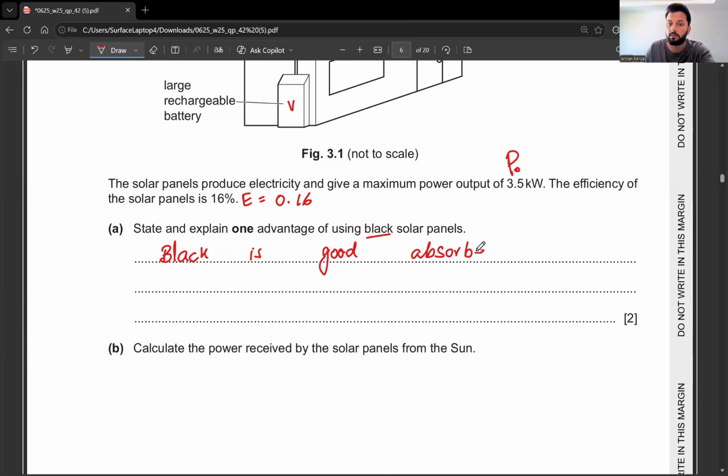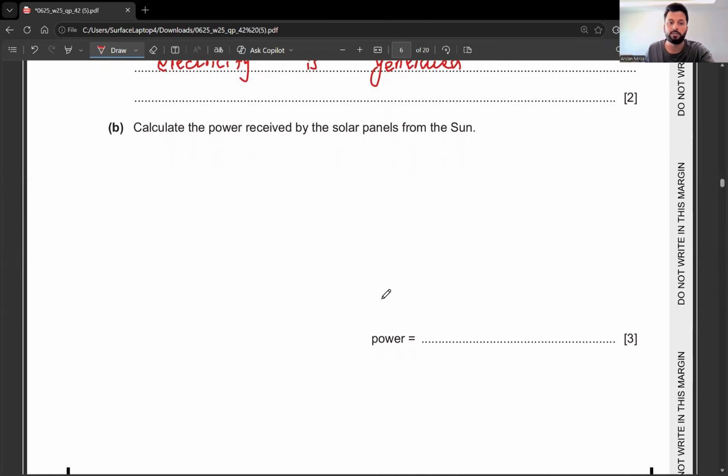So what it means is more electricity is generated. Okay, so because of the black color, it absorbs the heat, so it produces more electricity.